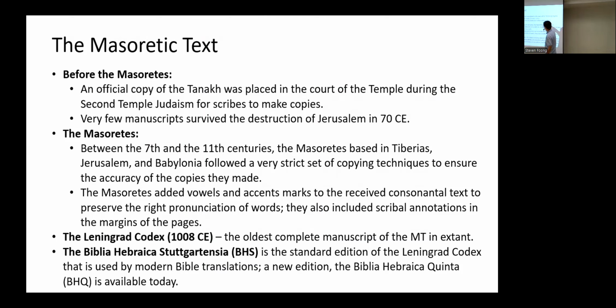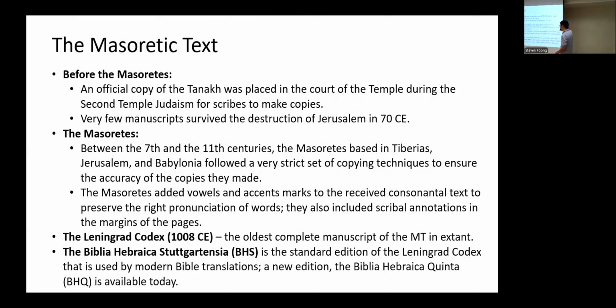So a few hundred years later, this is AD 70, first century, between the 7th and the 11th century, there was a group of people called the Masorets. This is basically, you can call it a school, whose main business it was to make copies of the scriptures because it's an expensive exercise, right? And so it's a lucrative enough business, I guess. So they'll draw in students to learn how to read and write. And their job is to copy so that it'll be bought by or commissioned by synagogues, right? By rich individuals who want to have one copy in their house. And so there were the Masorets based in Tiberias, Jerusalem, and Babylonia.